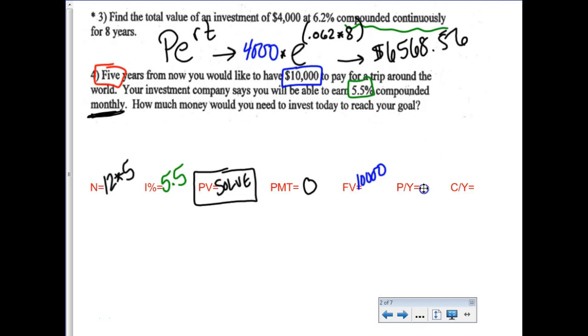And then payments and compoundings per year should both be 12. So 12 times a year, this is kind of stupid, you make a payment of nothing 12 times a year, and you collect interest 12 times a year. All right, so to our calculator.